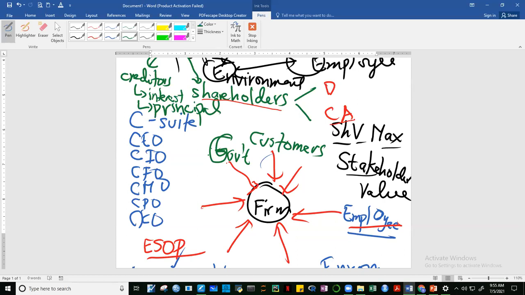So paano makakapag-employ ng staff yan kung walang pera? And a big chunk of government funding comes from taxes. Yun ang lifeblood ng government. Yeah, thank you. That's good, no? Good. Thank you, Kyla.